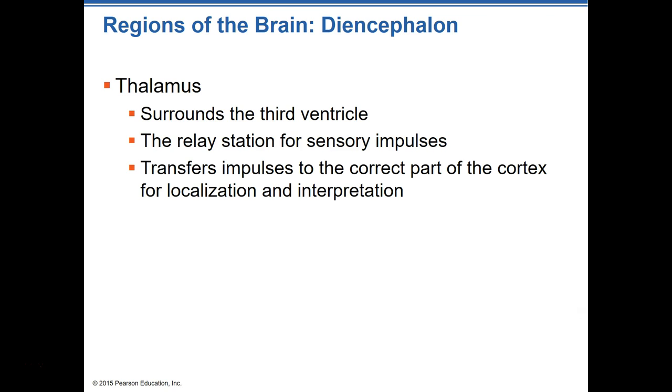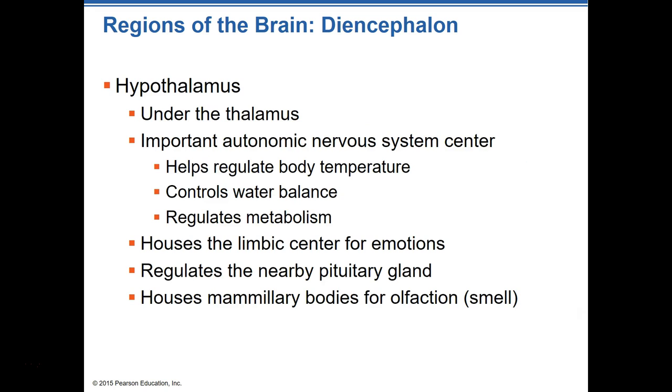The thalamus, it's up by the third ventricle. It's a relay station for sensory impulses, so it's going to process some things, and it's going to try to transfer things to the correct part of the body. Remember the analogy or the picture that I gave you about the telephone operator that was making sure that the calls were going to the right people? Well, that's what the thalamus is doing. It's directing traffic.